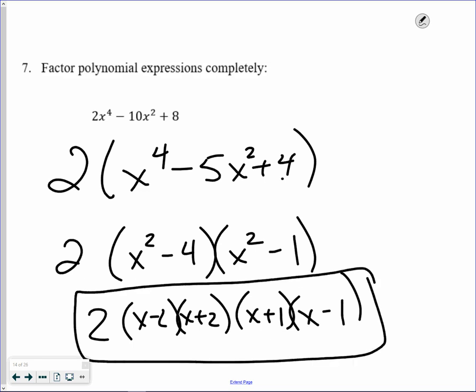And so remember, this is all about factoring completely. So not only are you going to have to take out the GCF, not only then are you going to have to factor the trinomial, then you're going to have to factor the difference of squares.